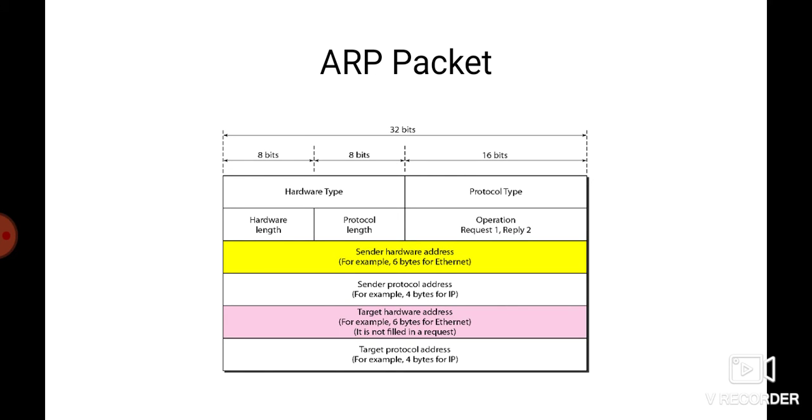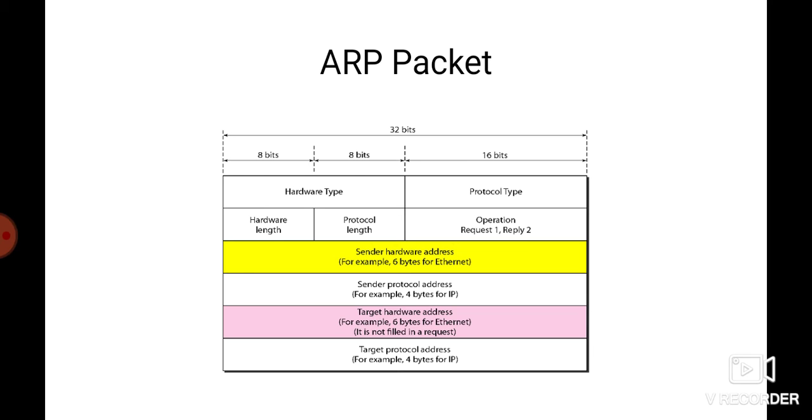Okay, next we will see the ARP packet. It has 32-bit words. First is hardware type, then protocol type, hardware length, protocol length, operation, sender hardware address, sender protocol address, target hardware address, target protocol address.